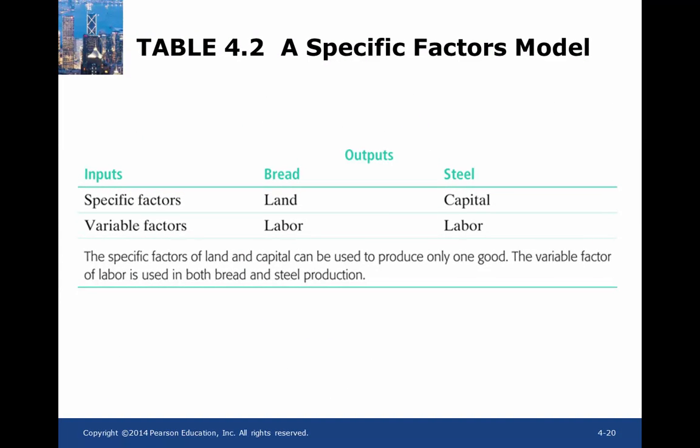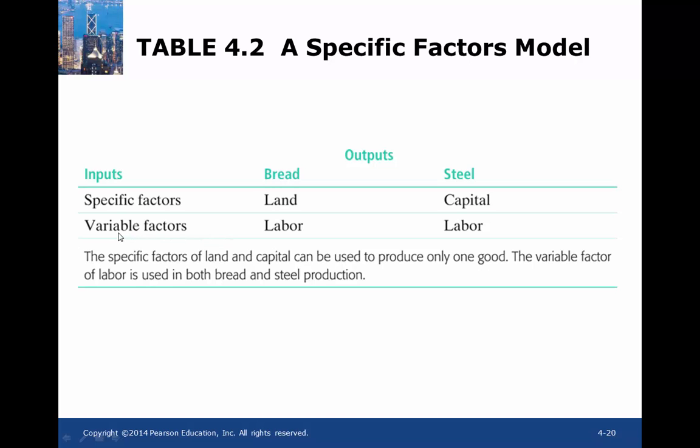Table 4.2, a specific factors model. You can see here we have taken outputs for bread and steel. And look at the inputs. There are two inputs, land and capital. You can see for bread, the specific factor is land, for steel, capital.